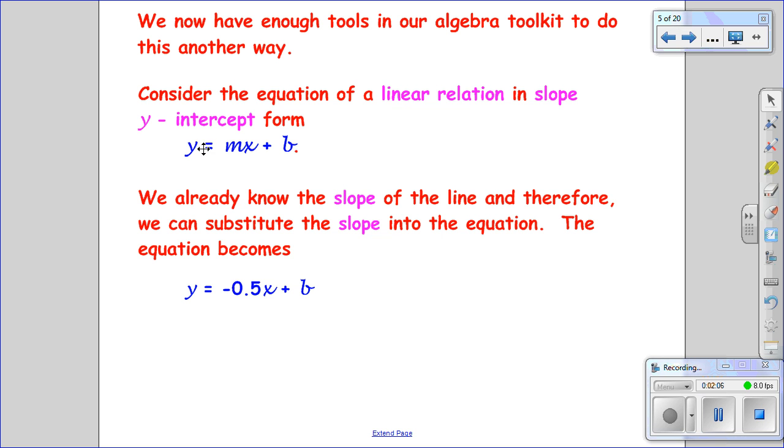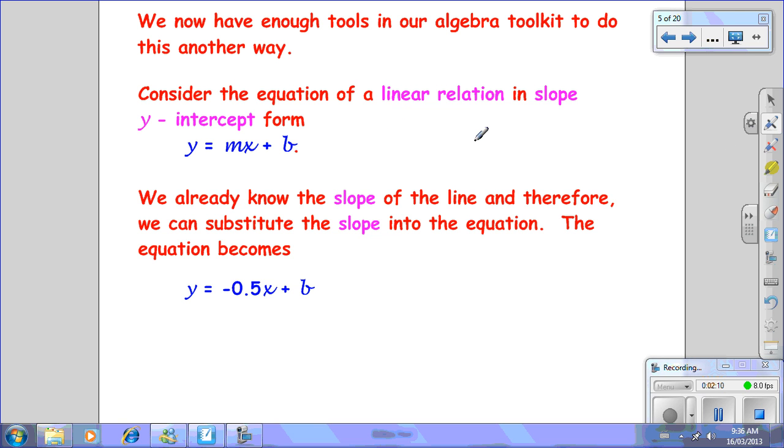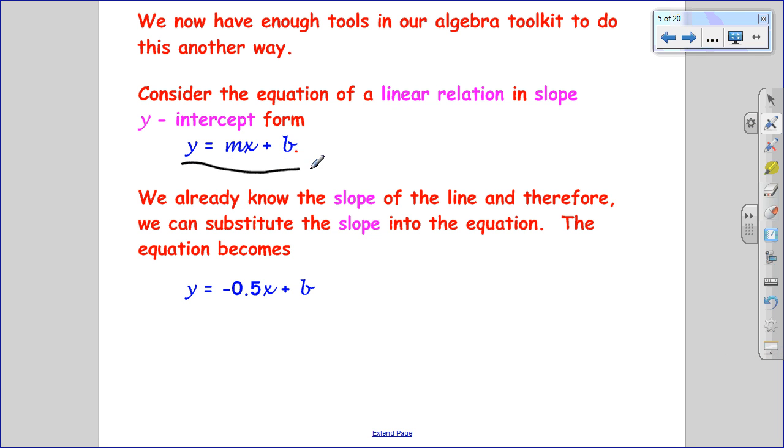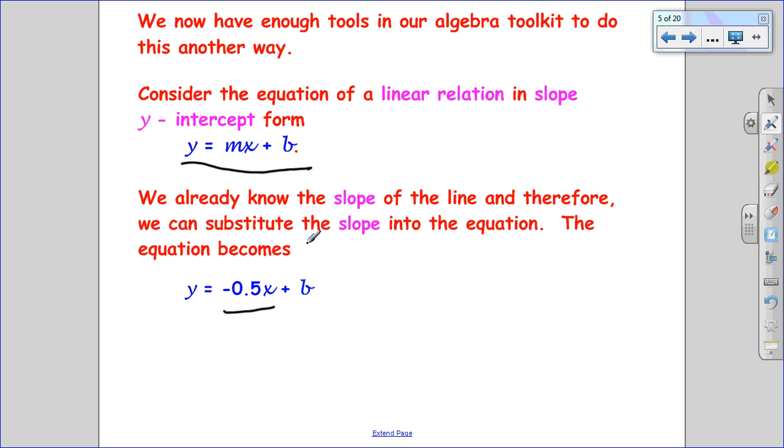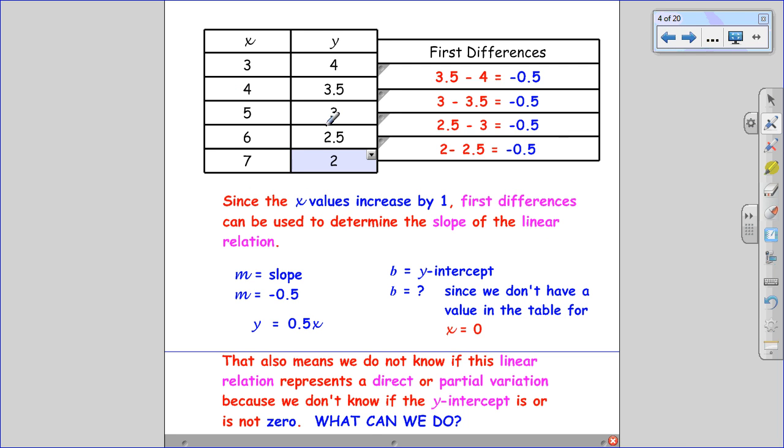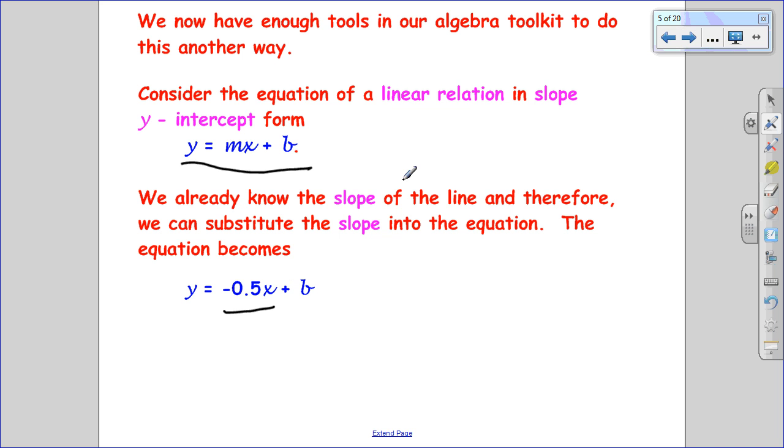Now we can remember that the equation of a line in slope y-intercept form is y equals mx plus b, and we already know that m is negative 0.5, so we're going to put that in. Now, if I think about the points on the line, I know that every point is going to satisfy that equation. So it doesn't matter which ordered pair I pick from this table of values to substitute in for x and y, it's going to help us to solve for b.